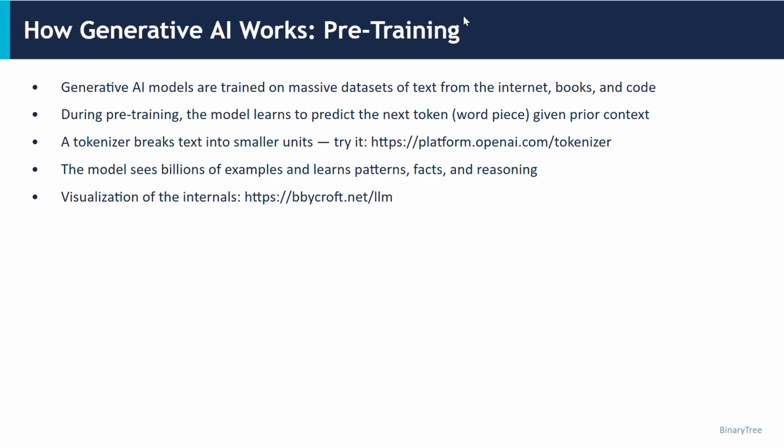Let's pull back the curtain on how a tool like ChatGPT or Claude actually works, because it's less mysterious than it seems. These models are trained on massive datasets of text, from the internet, from books, from code. During a phase called pre-training, the model does one deceptively simple thing over and over. It learns to predict the next token, which is basically the next word or piece, given everything that came before it. Behind that, a tool called a tokenizer breaks all text into those smaller units.